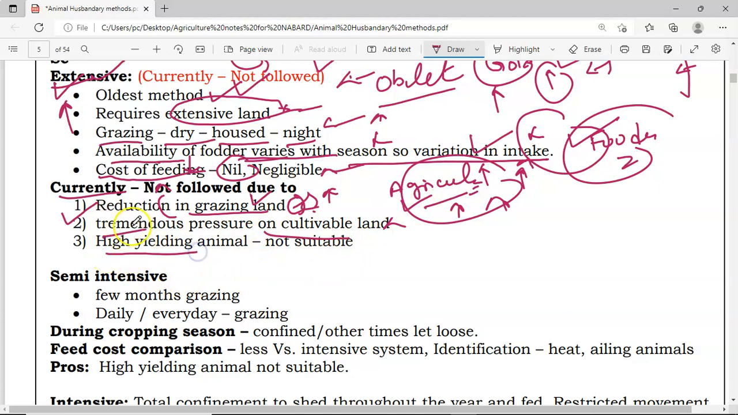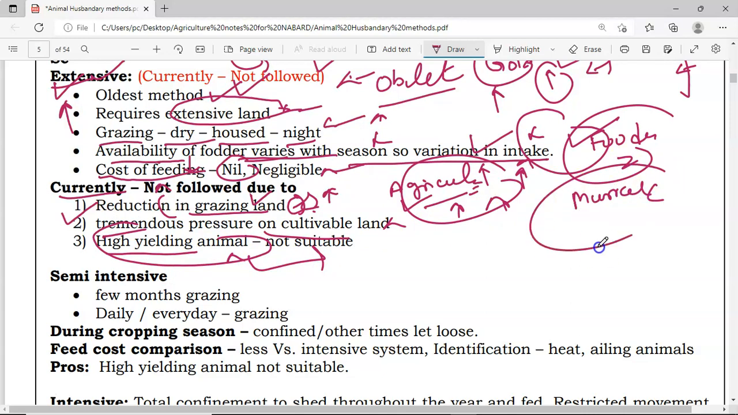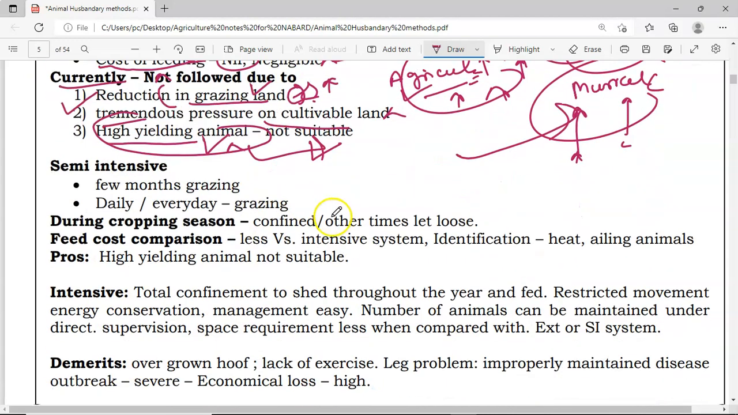And under this, high yielding animals are not suitable. For example, if you have a Murrah buffalo with you and you want to increase the production of milk from this buffalo, with the help of this extensive system you cannot increase the production of this Murrah buffalo. So this is not suitable for high yielding animals.